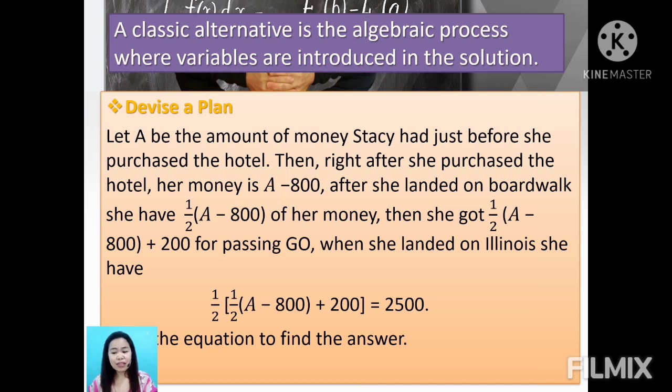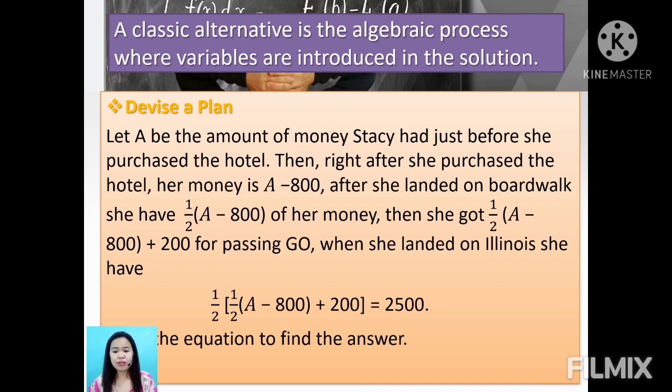When she landed on Illinois, she again had half of her money left. Now, earlier, the money left was 1/2 times A minus 800 plus 200. So, since it's half again, we multiply this by another 1/2. Okay? And all of this is equal to the remaining money, 2,500. Then, we solve the equation to get the answer.